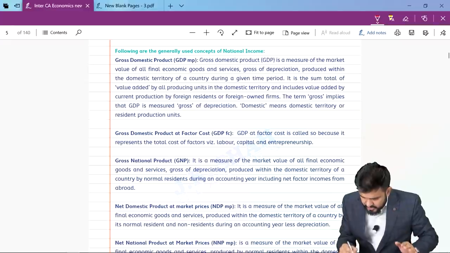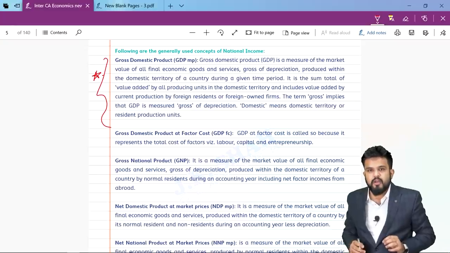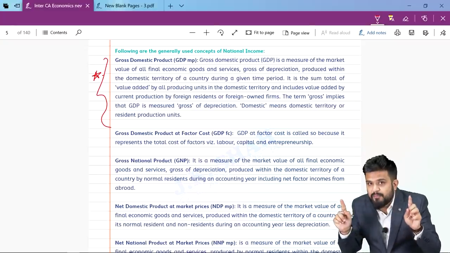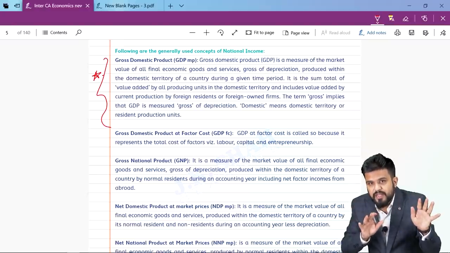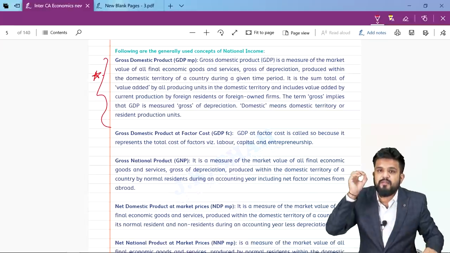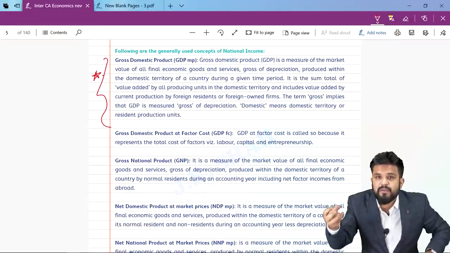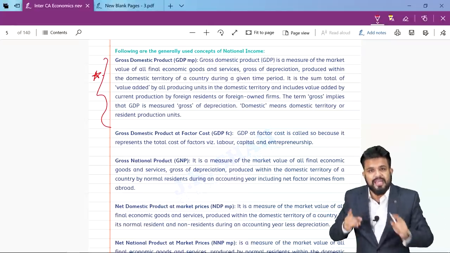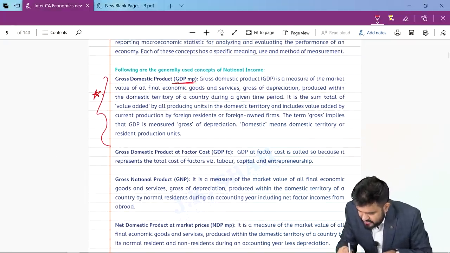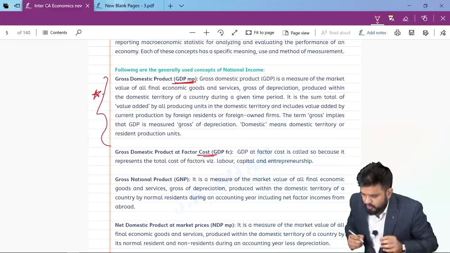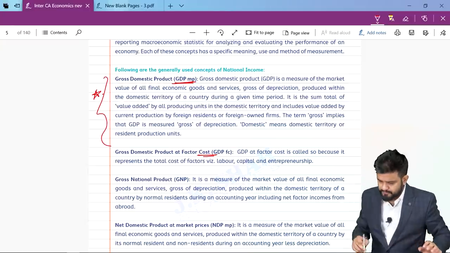Now students, going ahead, since we have already done these concepts, I would request each one of you to thoroughly read and learn all of them. What we had done were formulas: C plus I plus G plus X minus M, market price, factor cost, R minus P, depreciation. But for 2 marks, they may tell you to explain NDP market price, NNP factor cost, GDP factor cost, anything they can ask. So this is your GDP market price explanation. This is GDP factor cost explanation. 2 to 3 lines you can write in your own words, no problem.